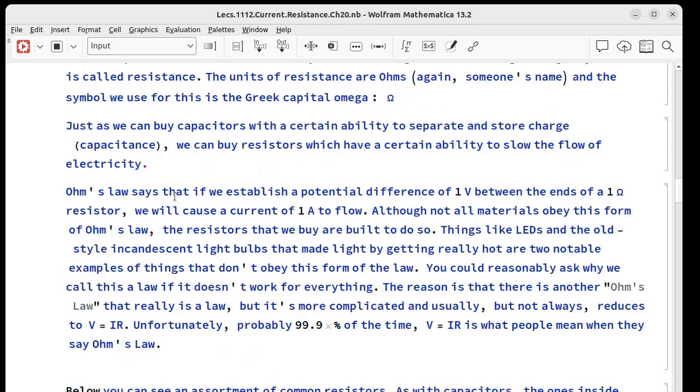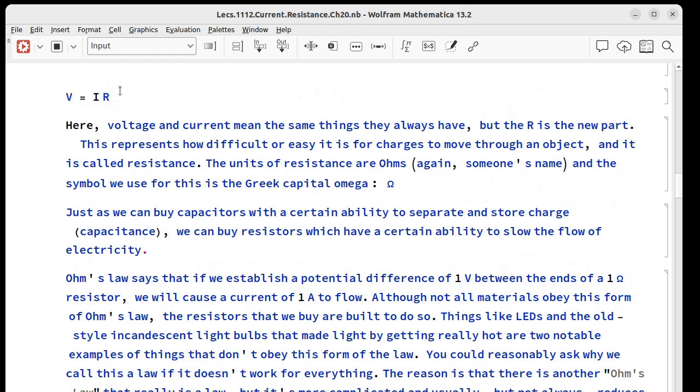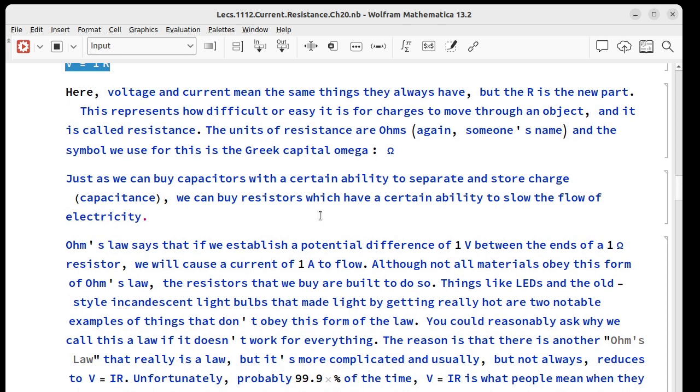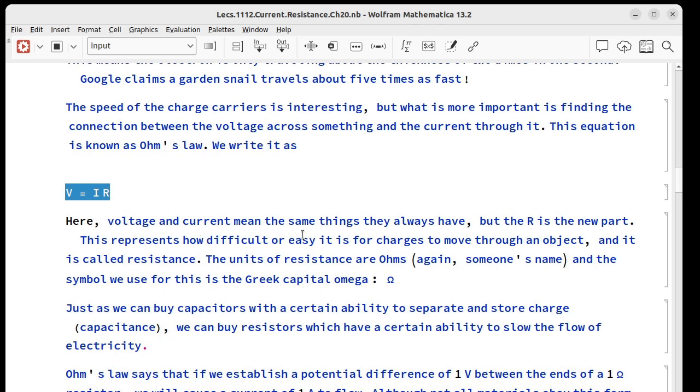Now, not all materials obey this V equals IR expression, and it turns out it's because this isn't really Ohm's law. There is a law, which means it works for everything by the same name, and it's a little bit different, but that Ohm's law reduces to this expression, which is very commonly correct in certain circumstances, and this is what everybody on Earth means when they talk about Ohm's law in almost every case. Things like the LEDs in lights and even the old lights that got hot, the incandescent light bulbs, don't really follow this law very well.